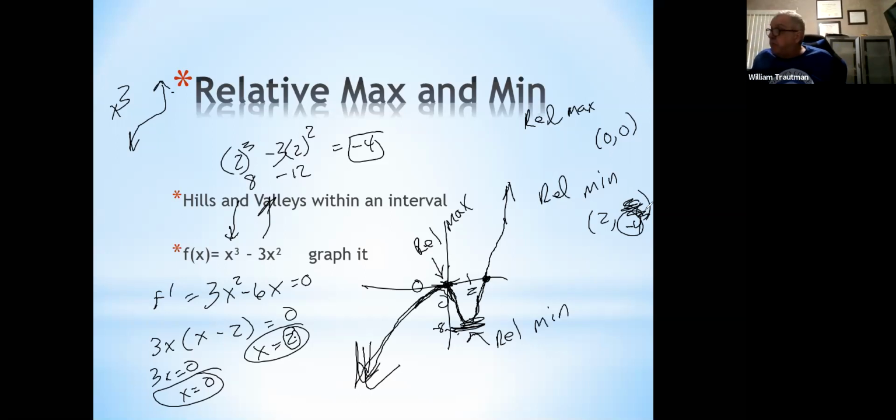I'm verifying that with my calculator. When you go to 2 on the table, it says -4. So that relative minimum was at -4. You plug it back into the original problem, and that tells you how low or high the graph is, or the y value of that graph at that point. All right, so let's try another one. Any other questions on that one? Let's try another one.